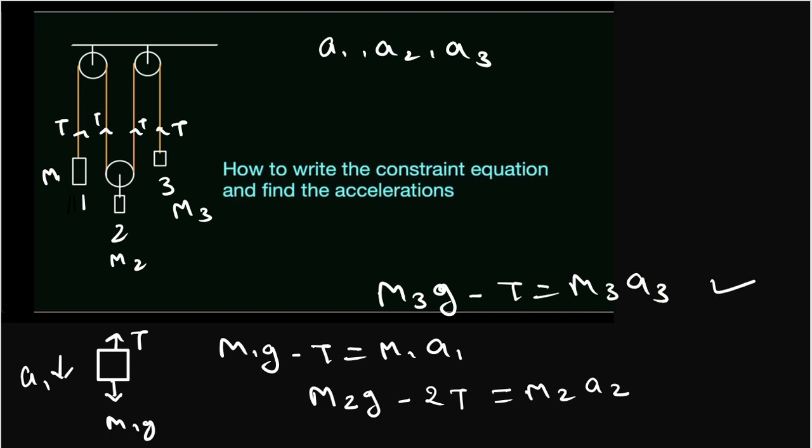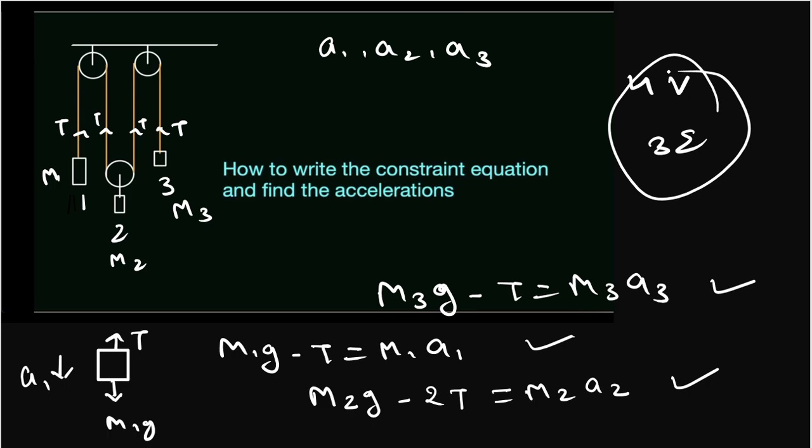Now here you can see one equation, two equations, three equations, but the variables are A1, A2, A3 and tension. So we have three equations and four variables, and we all know that to solve a system of linear equations, the number of equations should not be less than the number of variables. Here we have four variables and three equations, so this cannot be solved. So we have to generate one more equation, and then we will have four equations and four variables, and we will be able to solve this problem.